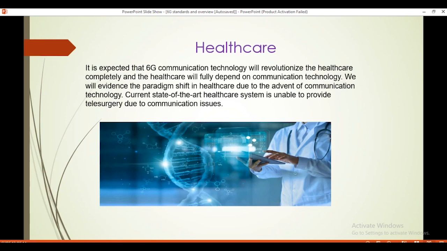However, using holographic communication, the doctors can diagnose remotely. The patient can only visit the hospital for treatment. And holographic communication will also help the expert doctors provide service in rural areas while staying in cities or towns, and that's great.